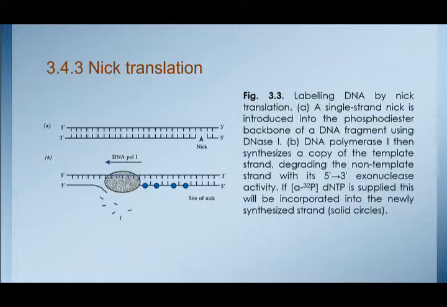In figure 3.3, part A, a single-strand nick is introduced into the phosphodiester backbone of a DNA fragment using DNase 1. In part B, DNA polymerase I then synthesizes a copy of the template strand, degrading the non-template strand with its 5' to 3' exonuclease activity. If phosphorus-32 dNTP is supplied, this will be incorporated into the newly synthesized strand.